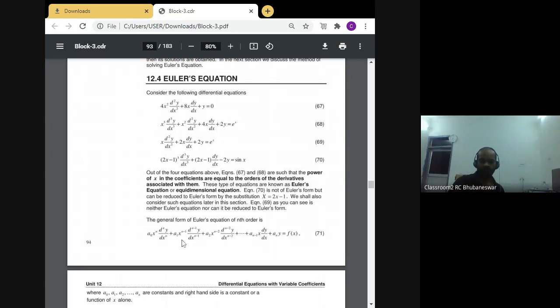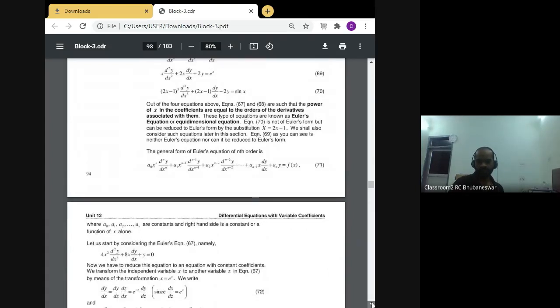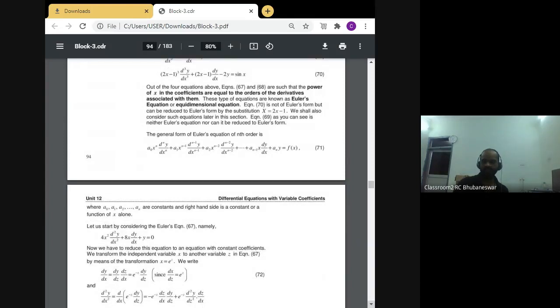And in the second one, a1 is the coefficient, but here that is a product of a1 and x to the power n minus 1, because here the order of the derivative of the dependent variable y is n minus 1. So if a differential equation is particularly in that form, then this kind of differential equation is known as Euler's differential equation. It may be of second order, fourth order, or nth order.